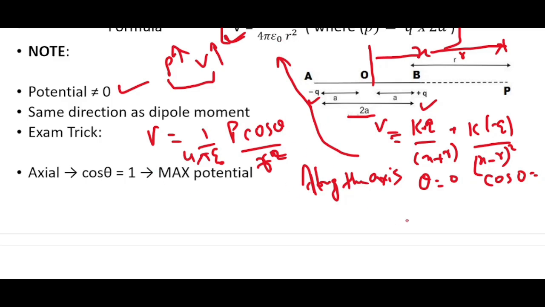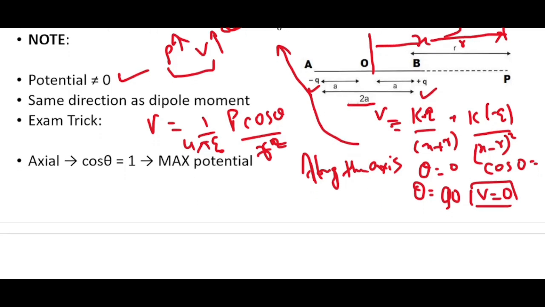If we take theta as 90, then it becomes equatorial. When theta is 90, V is 0. This is the case of equatorial, and we'll study it in the next topic. So the potential is maximum along the axis in this case. This is actually the derivation.